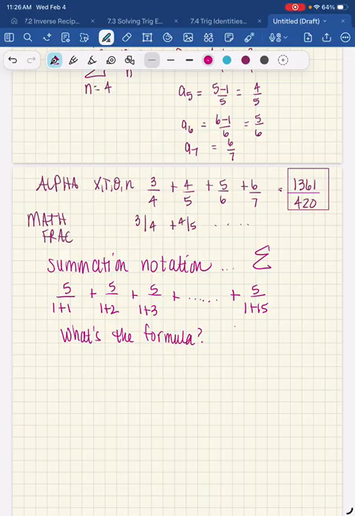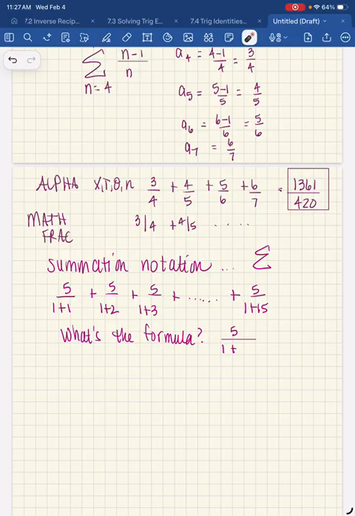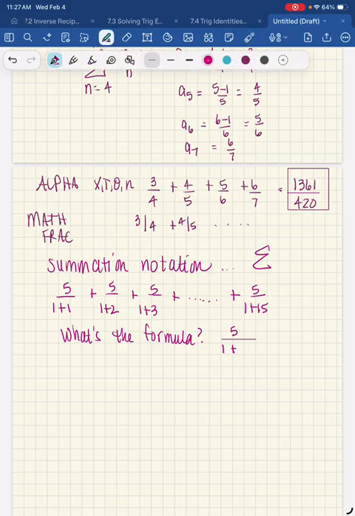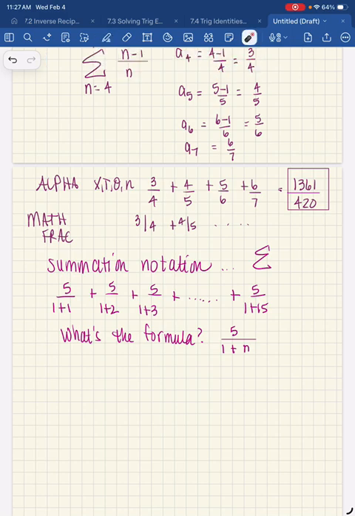Well, it looks like there's a 5 in the numerator, and it looks like it's a 1 plus. All of these start with 1 plus something. And what are you adding to it? Well, you're adding 1, then 2, then 3, then 4, etc. So I'm going to say that's n. And how many times am I adding it? 1, 2, 3, 4, 5, 6, 7, 8, 9, 10, 11, 12, 13, 14, and I'm going to stop at 15.